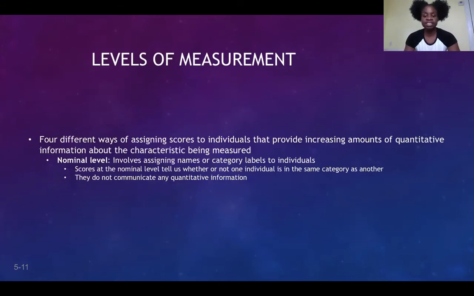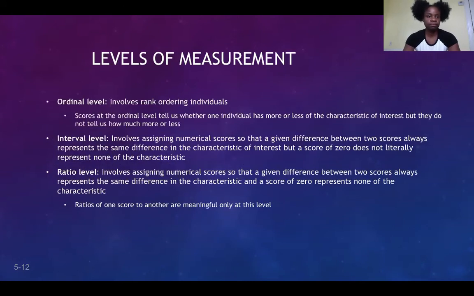For instance, identifying the gender of participants in a certain study or in a certain test is an example of a nominal level variable. The ordinal level of measurement involves assigning scores so that they represent the rank order of the individuals. So ordinal level involves ranking and ordering individuals. Scores at the ordinal level tell us whether one individual has more or less of the characteristic of interest, but they do not tell us how much more or less.